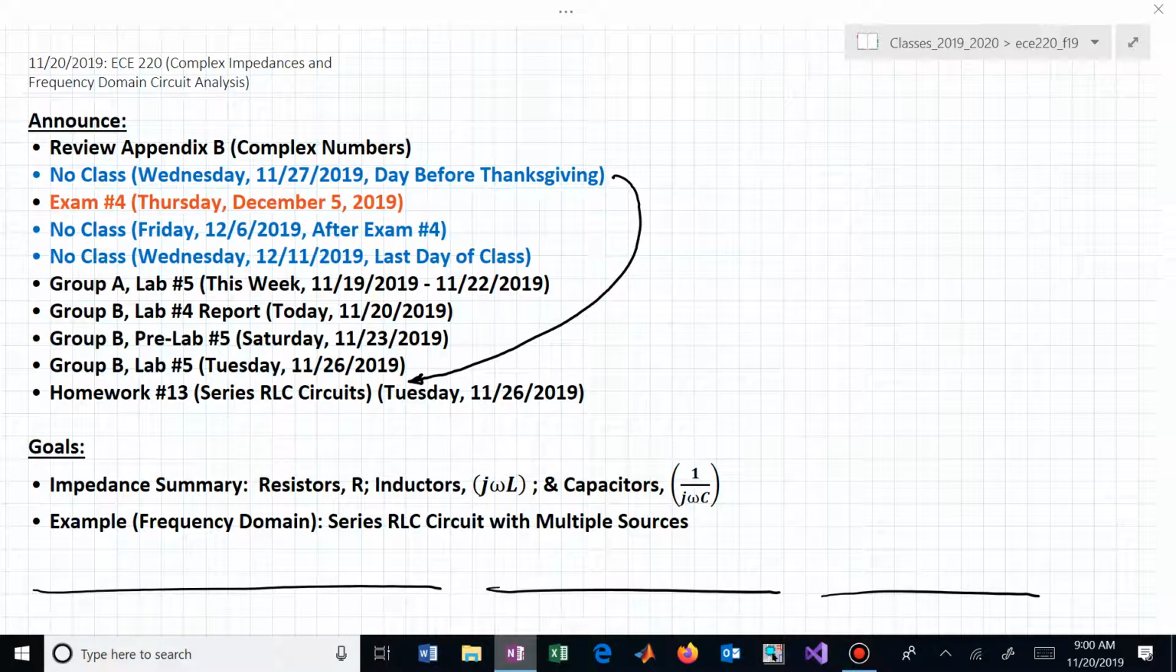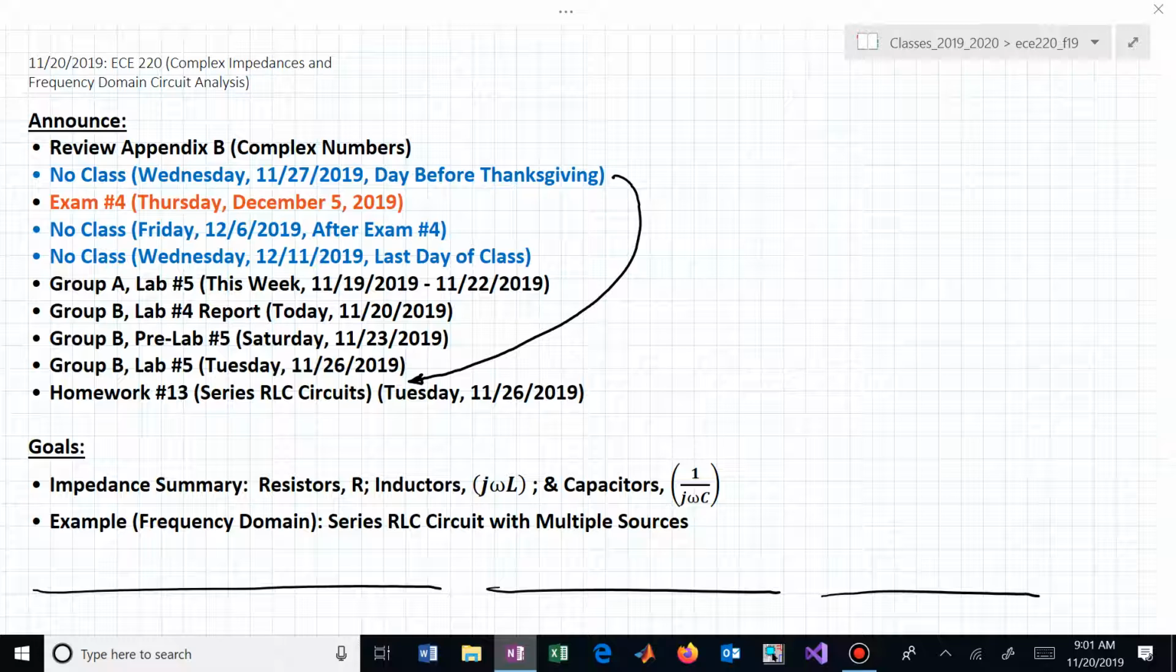And the following week, I guess a week after Thanksgiving, is exam number 4. So exam number 4 is on the 5th of December, and then the following day, the 6th of December, we won't have class, and we will not have class the Wednesday corresponding to the last day of class.